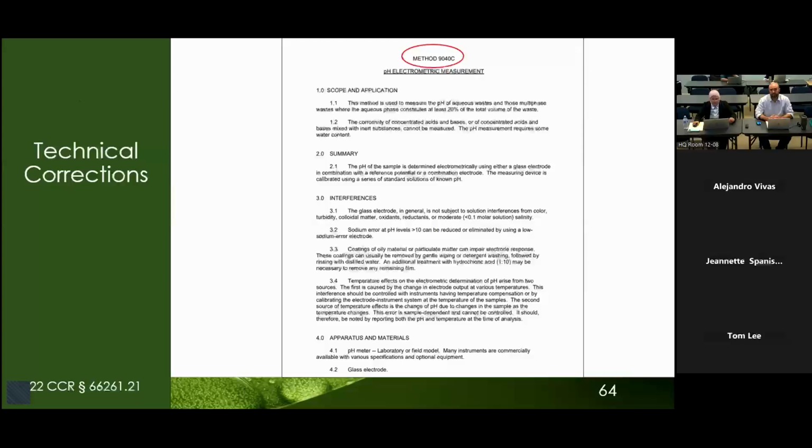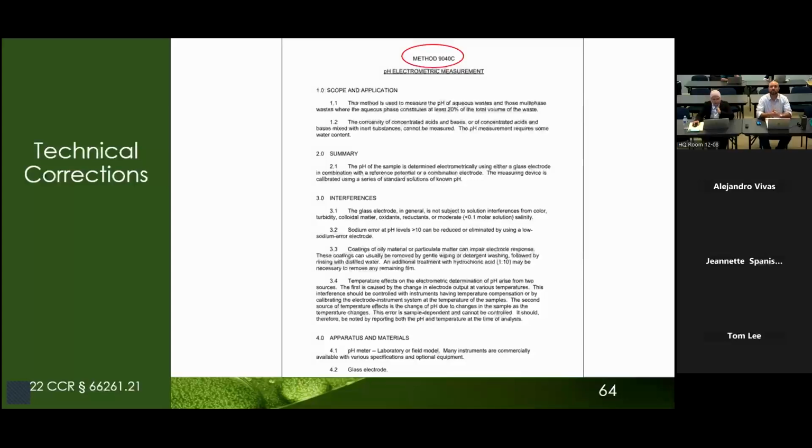Let's look into another example, which is the last example for proposed updates. Here we are looking at the procedure for pH measurement using an electrometric test method. The purpose isn't to go through the entire protocol in detail, but instead to focus on the key method number, which you can see circled in red here as 9040C.